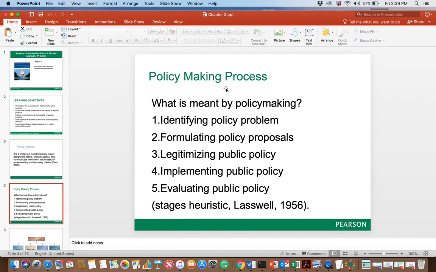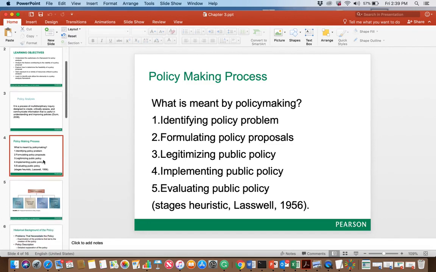And then finally, evaluate public policy. You need to evaluate whether you go back and find out if it's working or not working. So these are the 5 most important things. And when you look at the rubric that I have in the syllabus, basically that rubric follows these 5 examples.